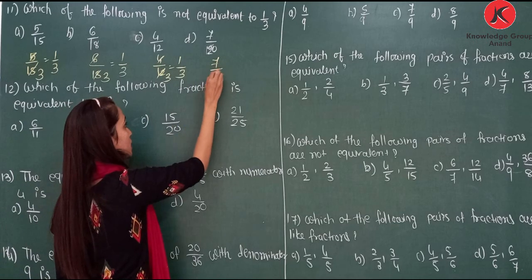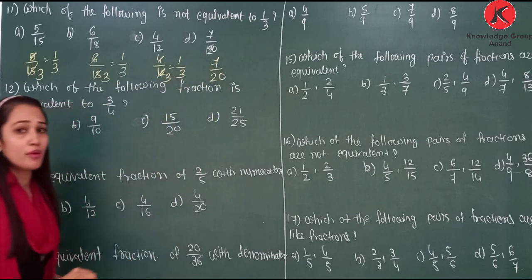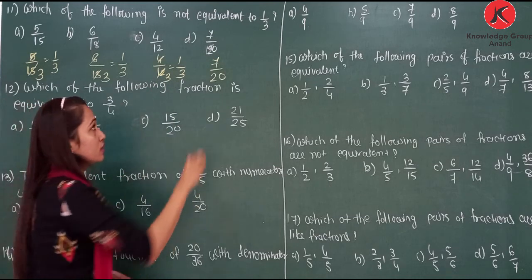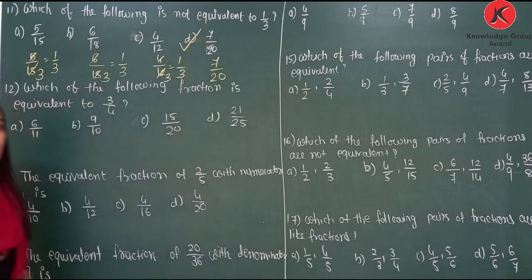But 7 by 20, there is no common factor between 7 and 20. So we cannot get 1 by 3 here. So this is not equivalent to 1 by 3.